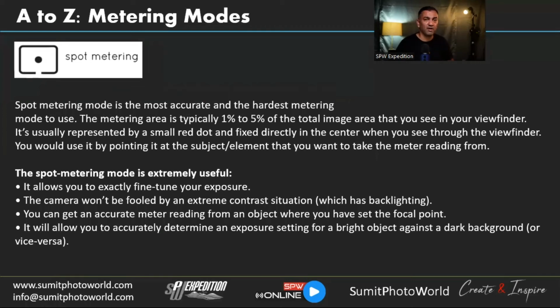If you have your subject in front of a bright background, like in the daytime, and you use spot metering, you will see that the face is not blown out, so you will see good exposure on the face. It's usually represented by a small red dot fixed directly in the center when you see through the viewfinder. You would use it by pointing it at the subject element that you want to take the meter reading from. So you have to have your focal point right on the subject.